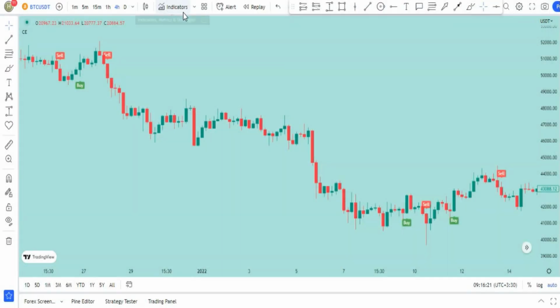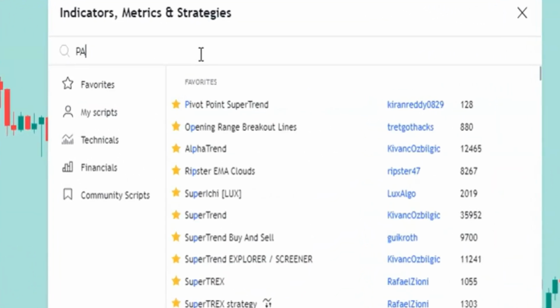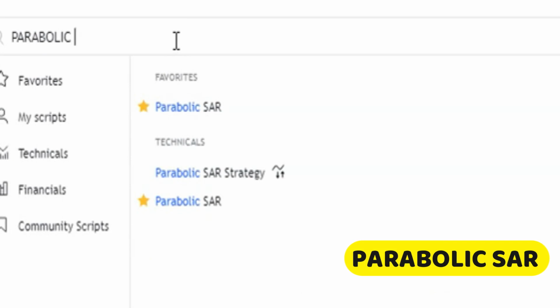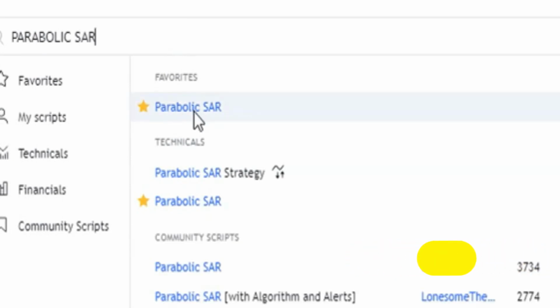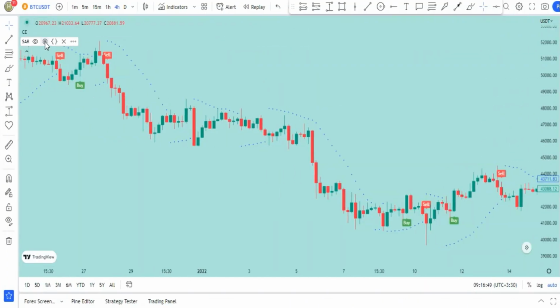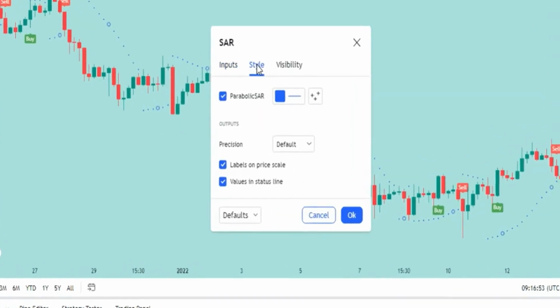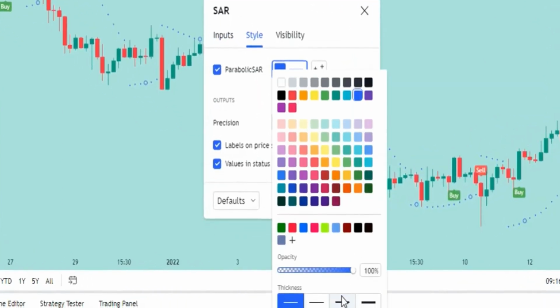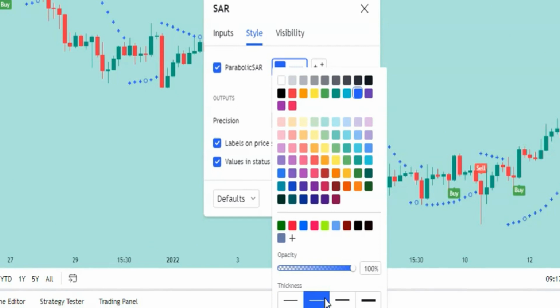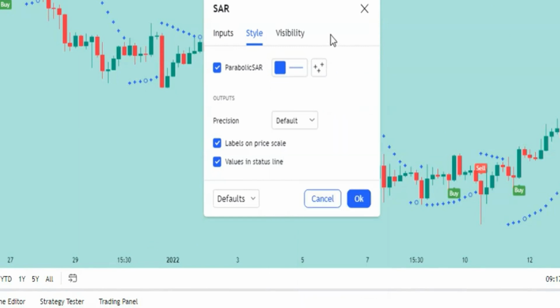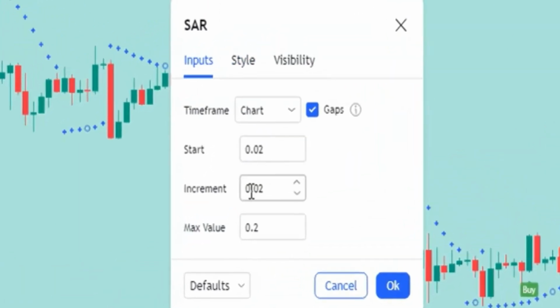Now let's add the second indicator to the chart. The indicator is called parabolic SAR. Then make the necessary changes in the style section. There's no need to change the parameters of the input section.